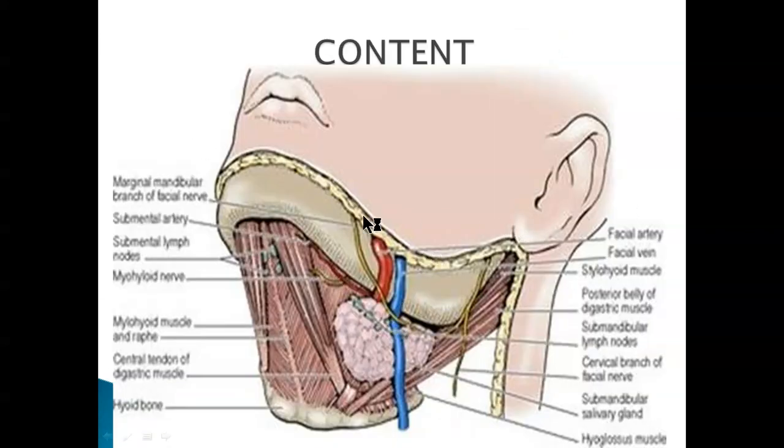Let's talk about the content of the submandibular triangle very quickly. Here we have the submandibular gland. The boundary would be the inferior border of your mandible here, then the anterior belly of digastric and posterior belly of digastric. Here we have the facial artery and facial vein in this area. So the content would be your facial artery, facial vein, and the submandibular gland itself.